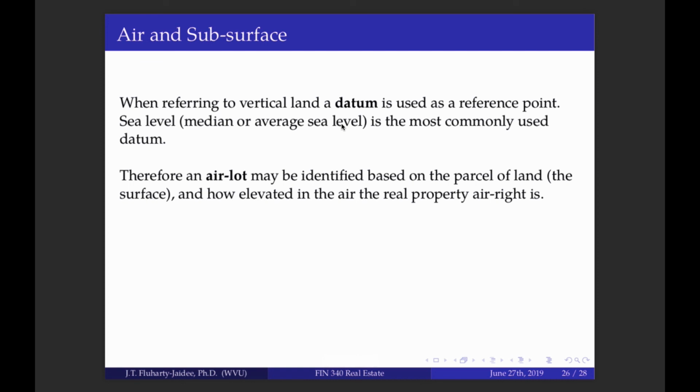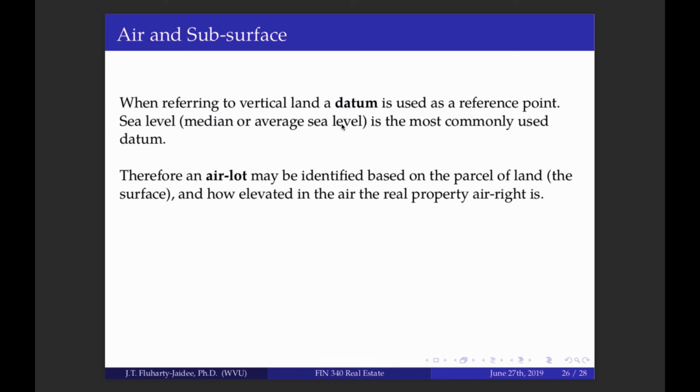Air and subsurface rights, which we talked about before. So again, we're referring to the vertical land, okay? How far up or down we're talking about has to be to a reference point called a datum, okay? So sea level is usually used for the reference point. So we're 500 feet above sea level. Okay? Everyone knows what we're talking about now, okay? We can use the metes and bounds, or we can use the RSS system to figure out where on Earth we're going, and then we use the datum reference to figure out, well, how far above the surface or below the surface are we talking? Okay?